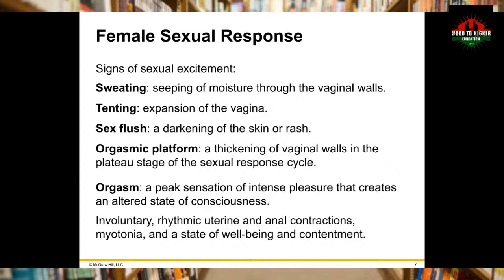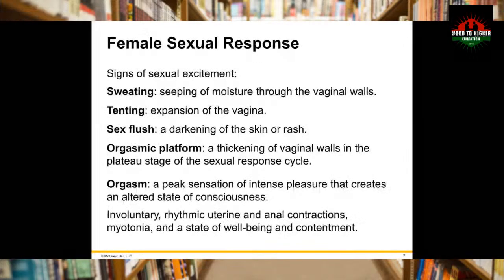Orgasmic platform is a thickening of the vaginal walls in the plateau stage of the sexual response cycle. Okay, that's a thickening of the vaginal walls in the plateau stage of the sexual response cycle. An orgasm is a peak sensation of intense pleasure that creates an altered state of consciousness. Involuntary, rhythmic, uterine, and anal contractions, myotonia, and a state of well-being and contentment that follows after that climactic experience, right?